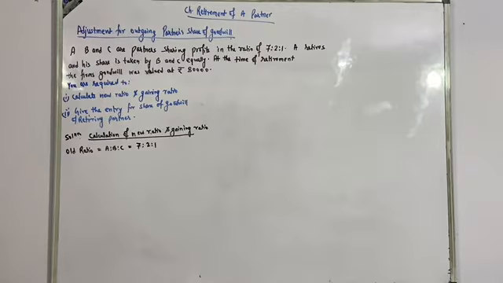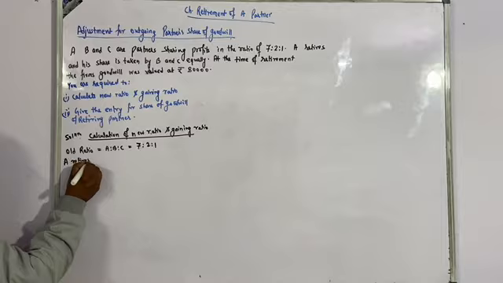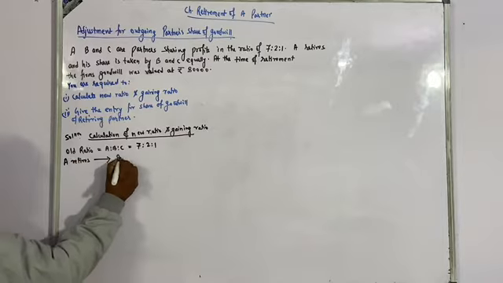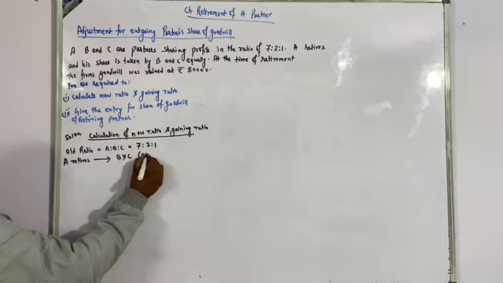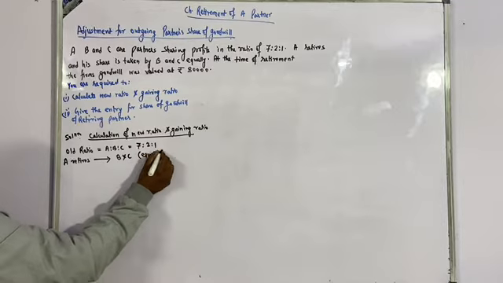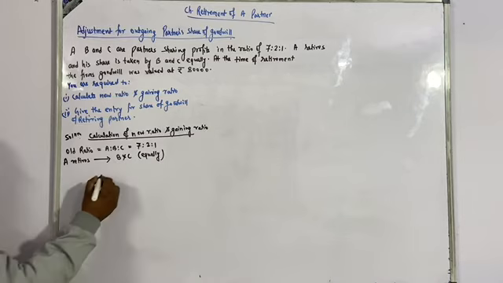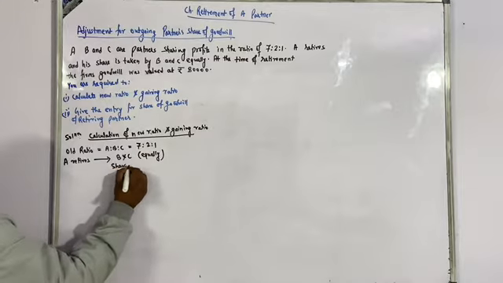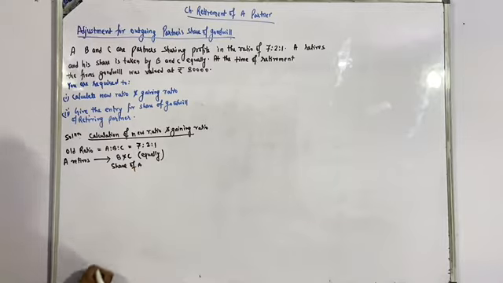Now, as per the question, A retires and his share is taken by B and C, and they are taking equally. A retires and his share is taken by B and C equally. That means the share of A is taken by them equally.